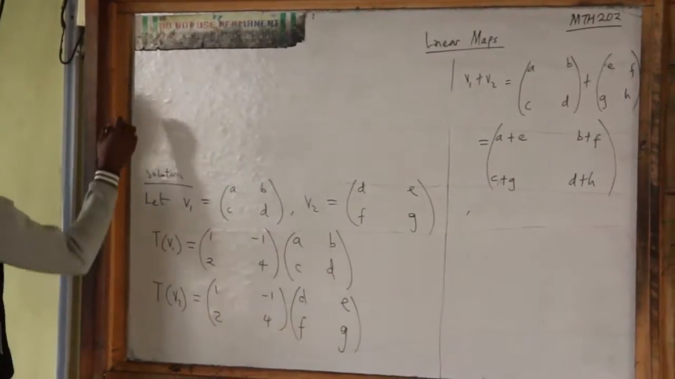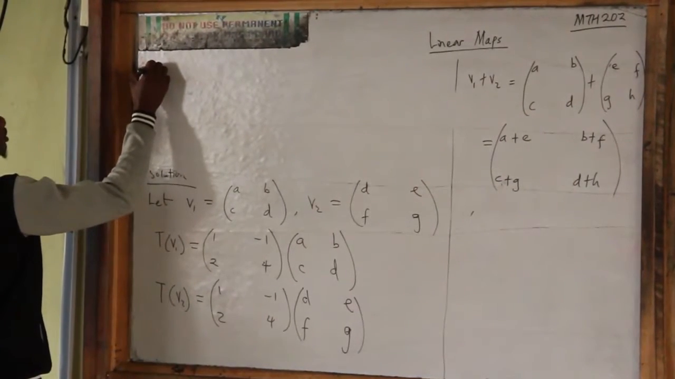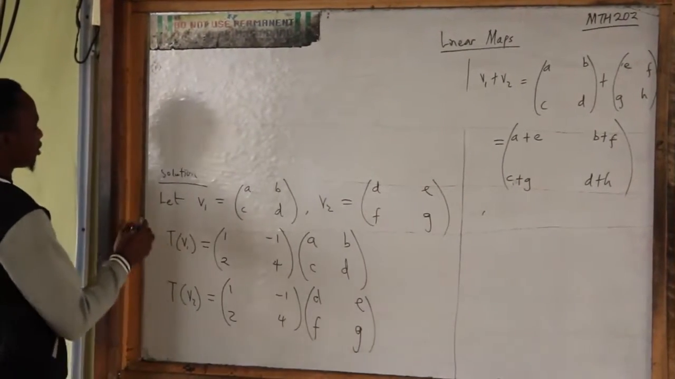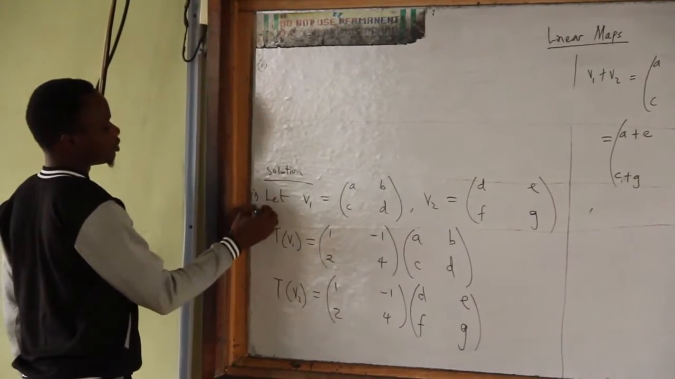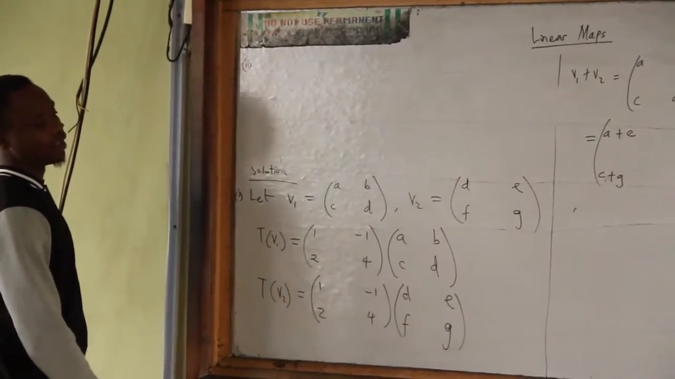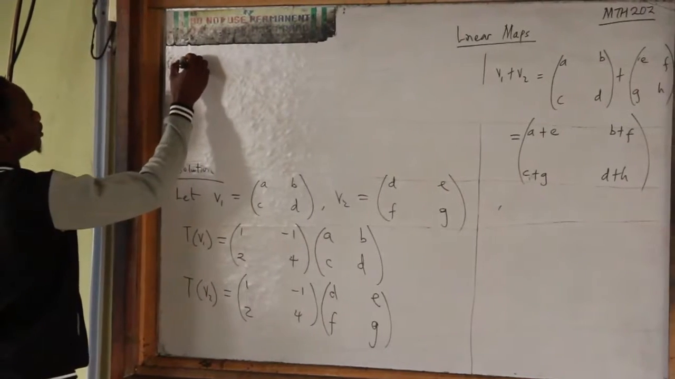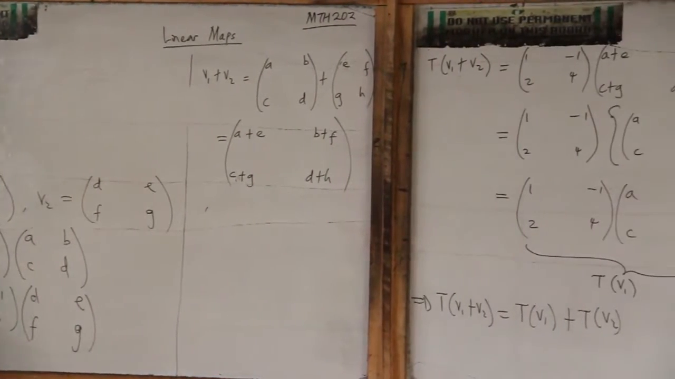Do you get that? So again I will say what? This is the second part. This is the first part of the proof. I've used that to establish that the first part is correct. Then the second part of the proof is to show that T of C V1.